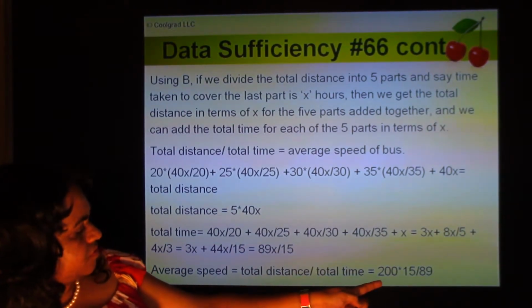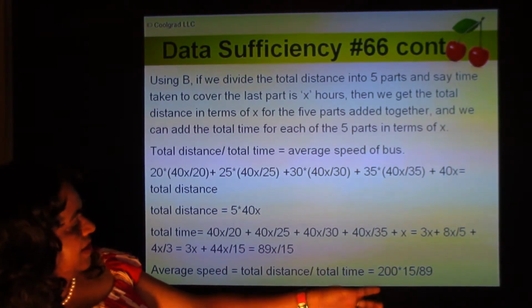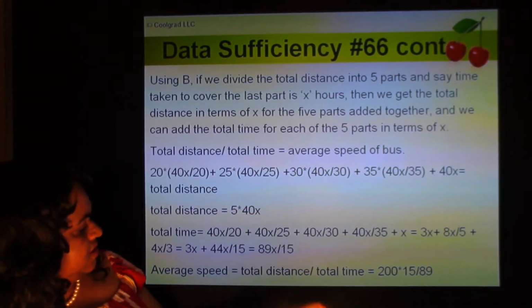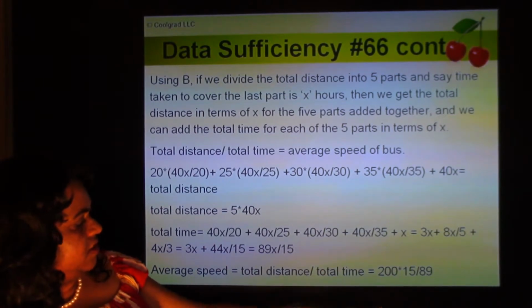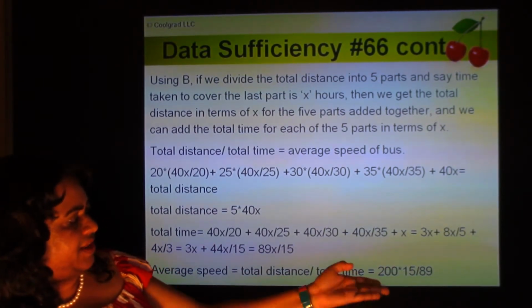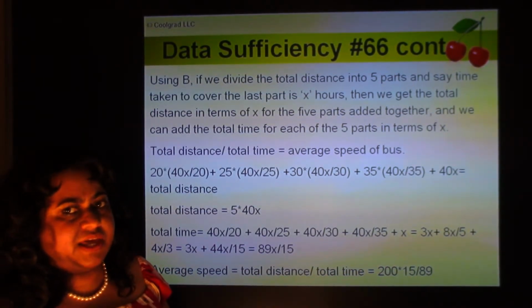Total distance divided by total time is nothing but the average speed. So basically this is 200x divided by 89x by 15. So 200 times 15 divided by 89. This will give you the value of the average speed.